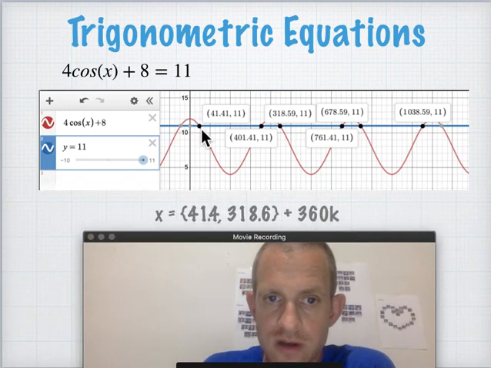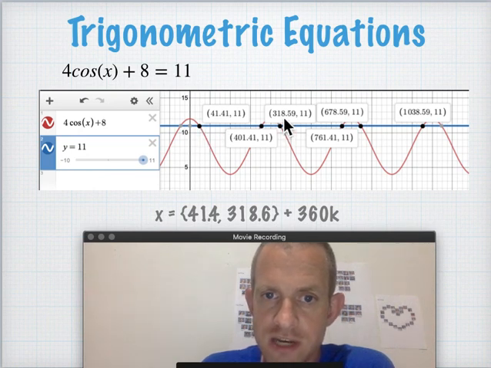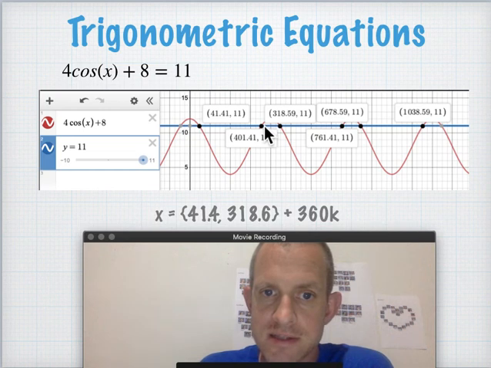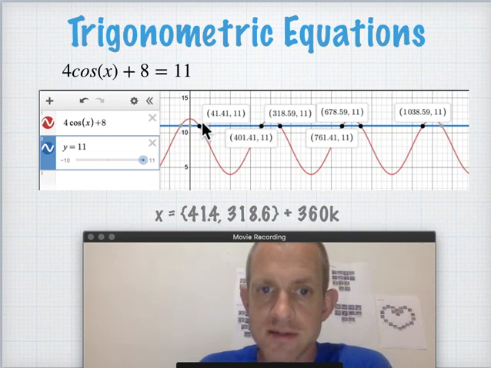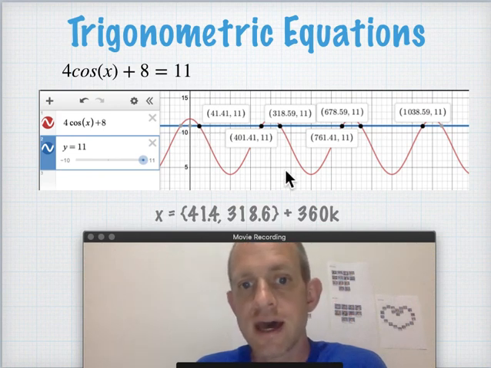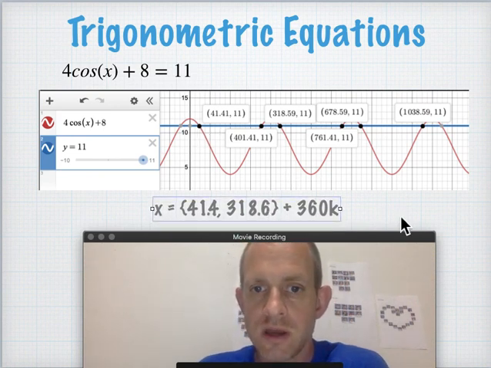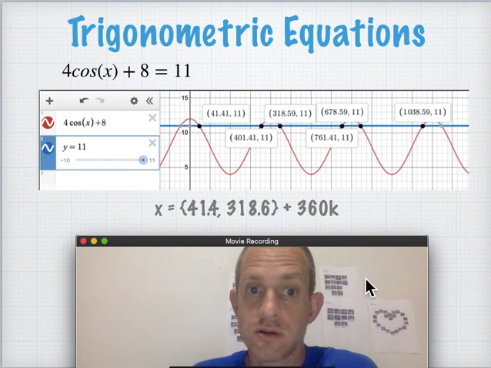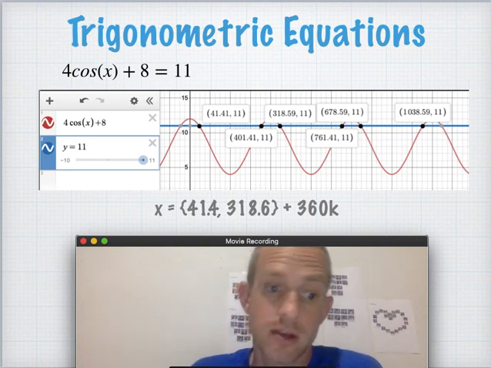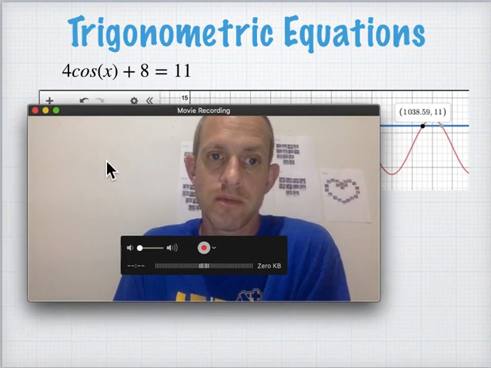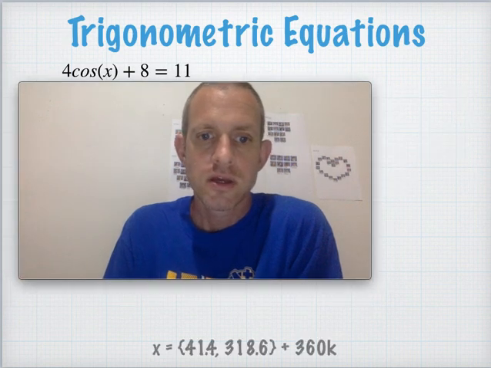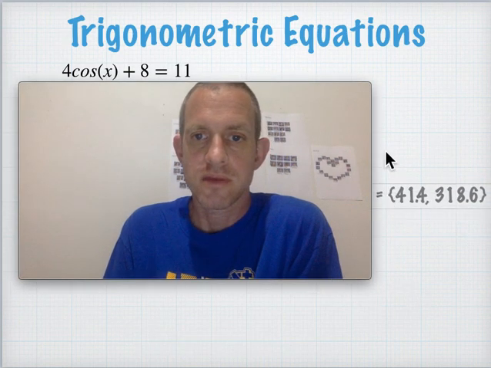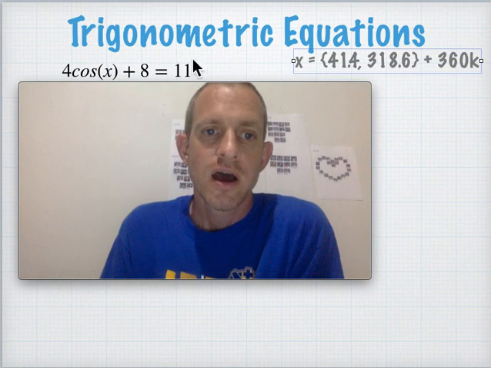And so one intersection's here at 41 degrees, the next intersection is 318 degrees, and then after that you get a 401 here, which is 360 degrees after that. And so this would be our final answer. Now, how do we get that if we aren't just relying on Desmos to solve it for us? Well, let's see. So, yeah, spoiler, answer's still here.